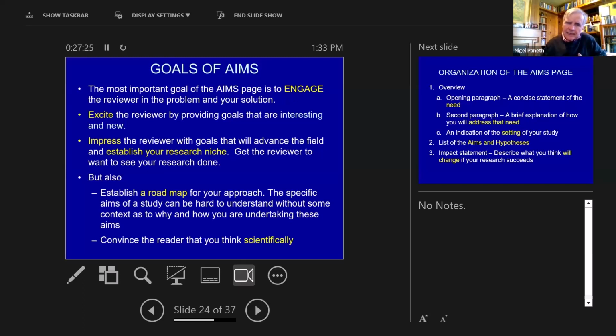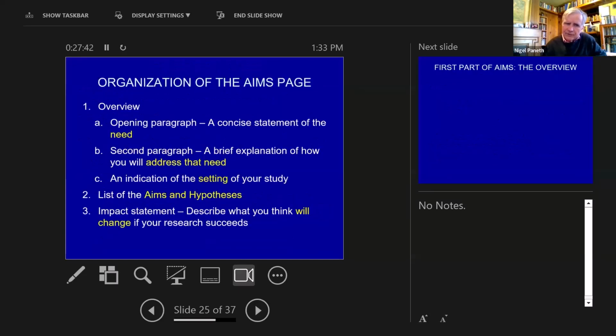And also it gives you a little context for the aims. The aims cannot just stand alone; you need a context for them. And I think also the aims are a way of convincing the reviewer that you're thinking scientifically, as I'll show in a few more slides.